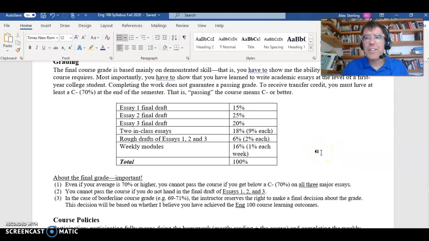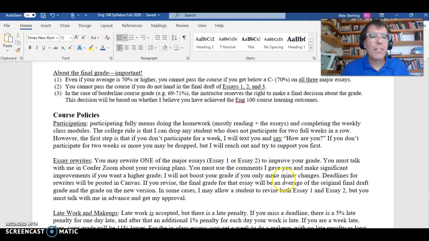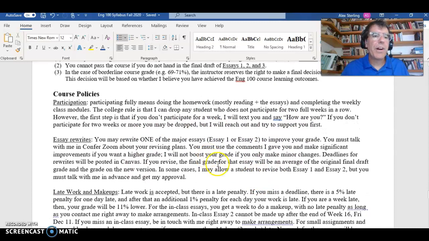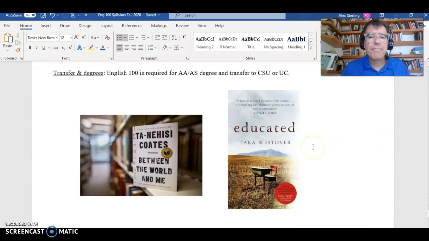Notice that there aren't any big tests. This is a writing class, so the grades are about your writing. And we're not going to look at the fine print. You can read that on your own. And you can see I have various policies, rewrites, late work, etc. You can read that on your own.